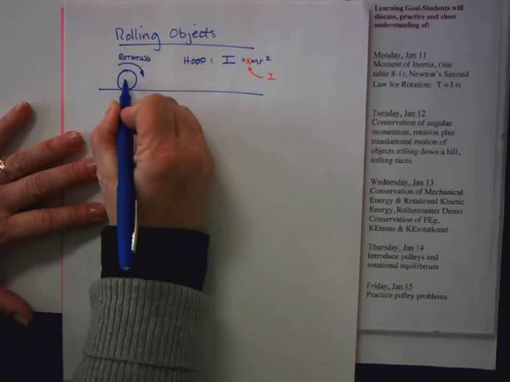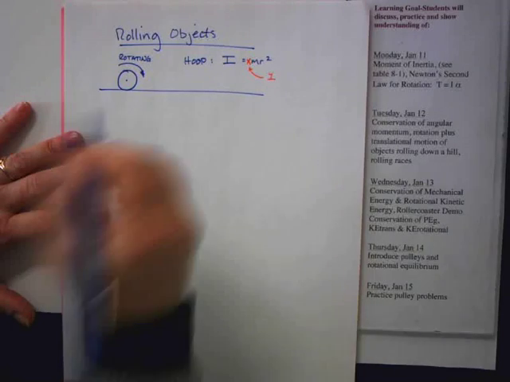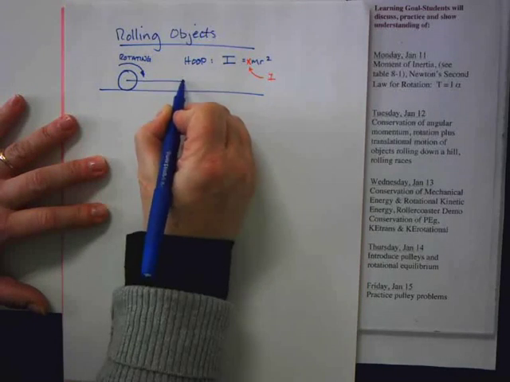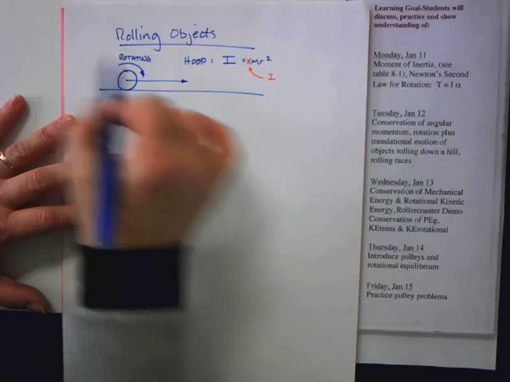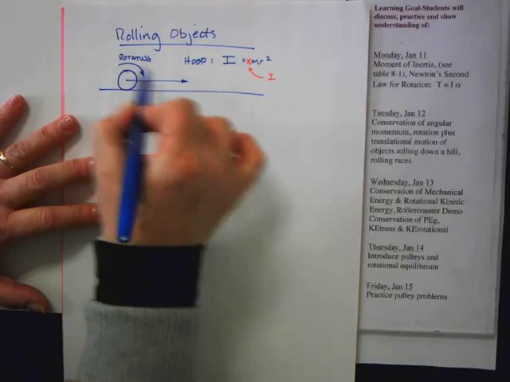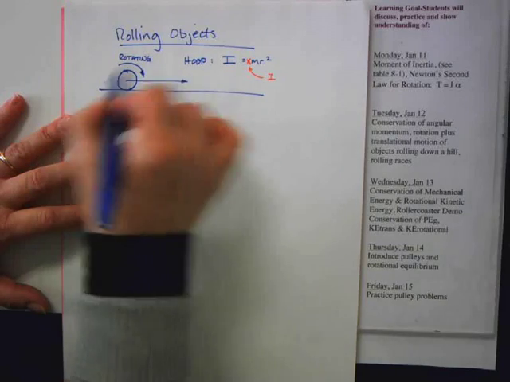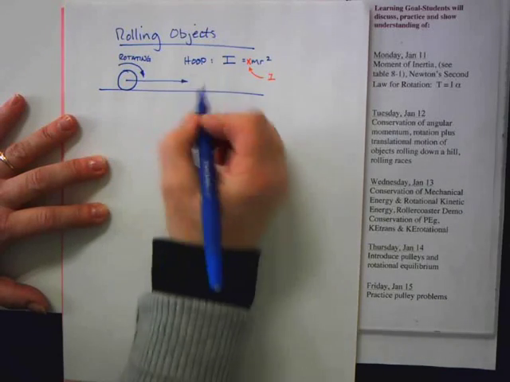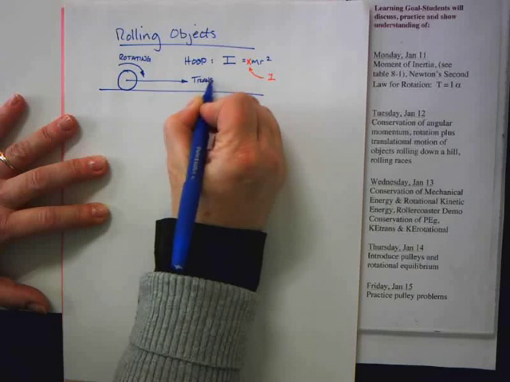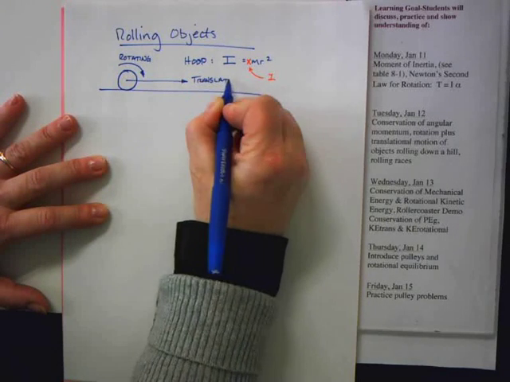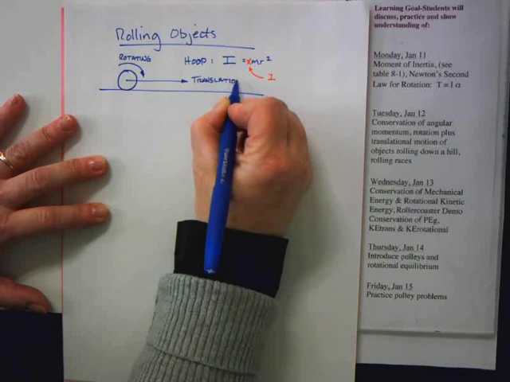So two things are happening here. We have our hoop that's rotating, and it's also moving, right? So not only does it spin, but as it's spinning, it moves along this surface. So it has rotational motion, and this is called translational motion. It's another way to say linear, okay? Translational.